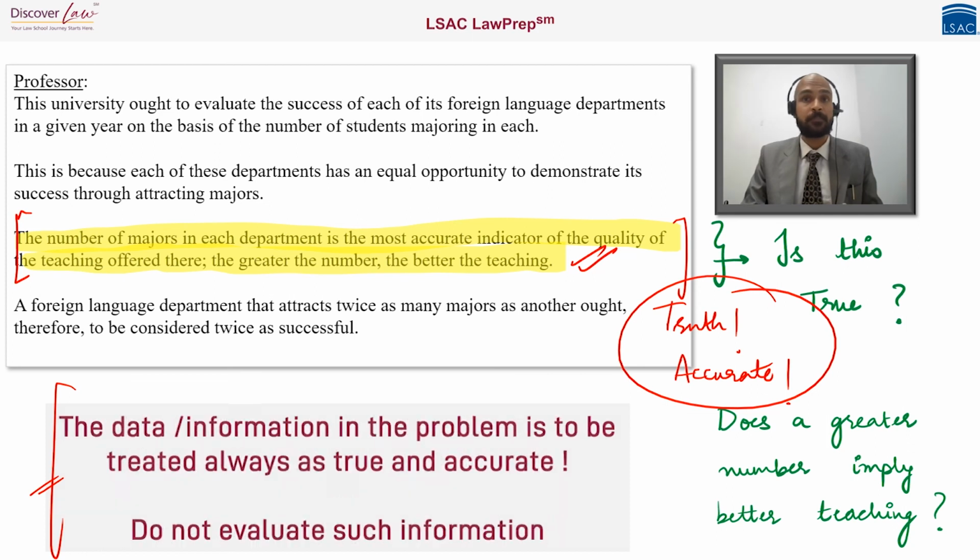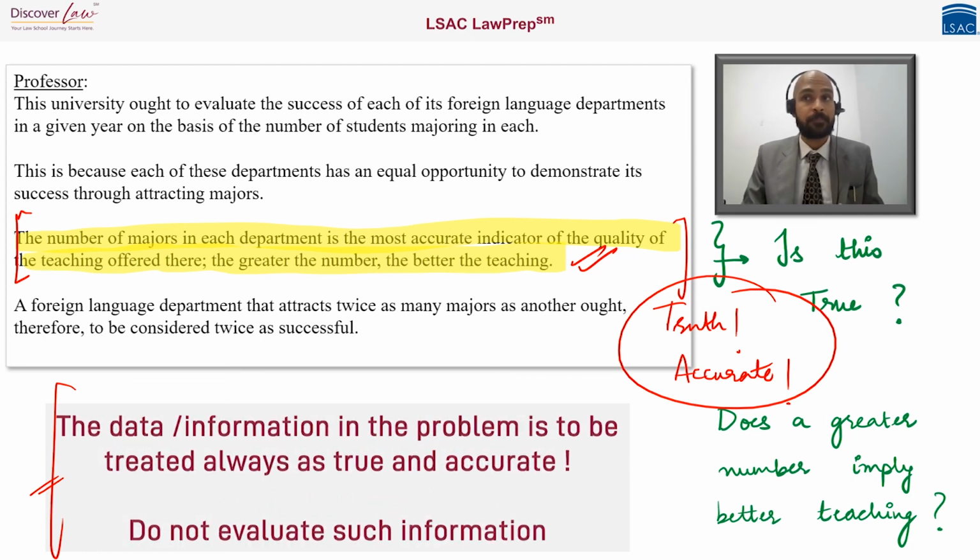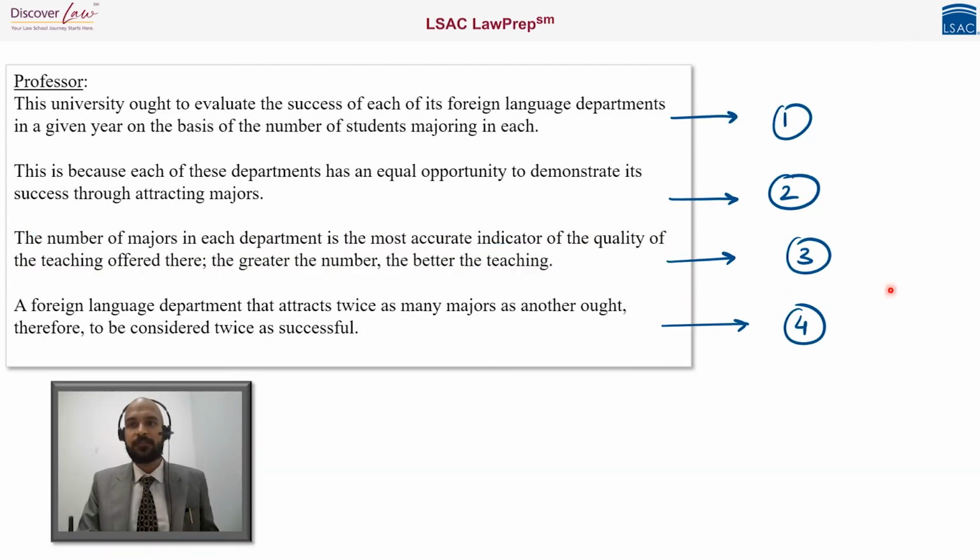Right? For the sake of comfort and clarity, I've just marked these as 1, 2, 3, and 4. We've seen the first three already. Let's look at the first one. It says the university ought to evaluate the success of a department on the basis of the number of students majoring in it. Okay. The second line tells you that all of these departments have an equal opportunity to attract students.